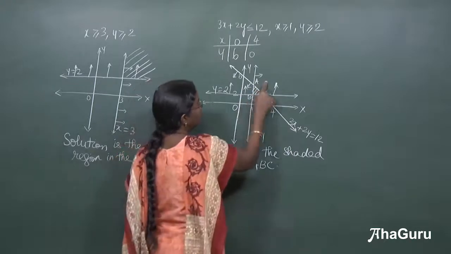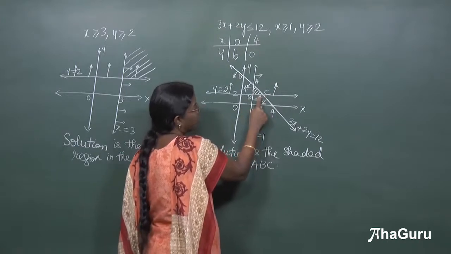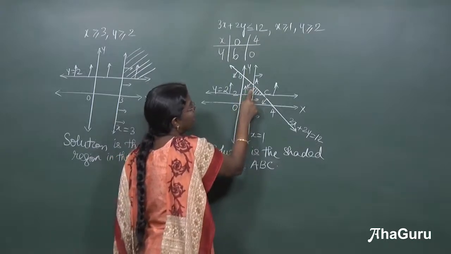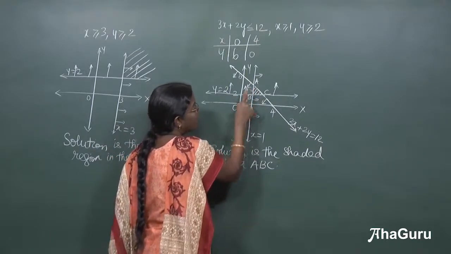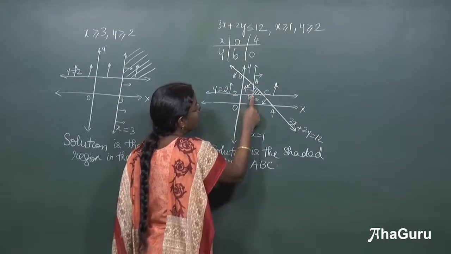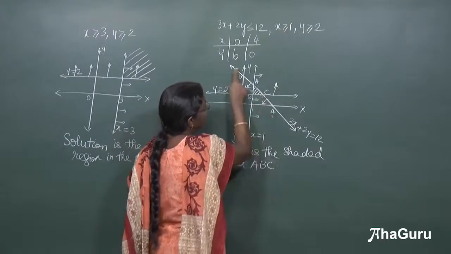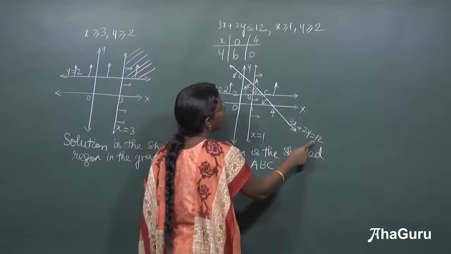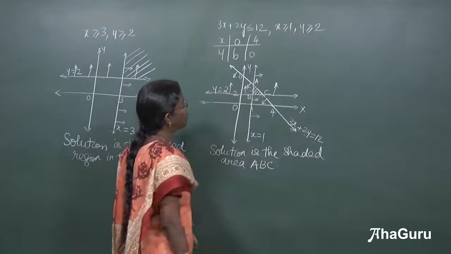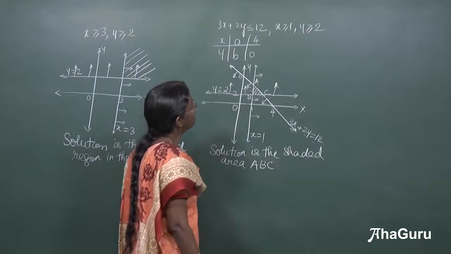Sometimes we might be asked to get the vertices of the shaded region also. So if you have to get the vertex A, it will just be the meeting point or the point of intersection of these 2 lines. B here is the meeting point of x is equal to 1 and y is equal to 2. C is now the intersection of the line y is equal to 2 and 3x plus 2y equal to 12. Okay? So this small triangular region ABC will be the solution for the 3 given inequalities.